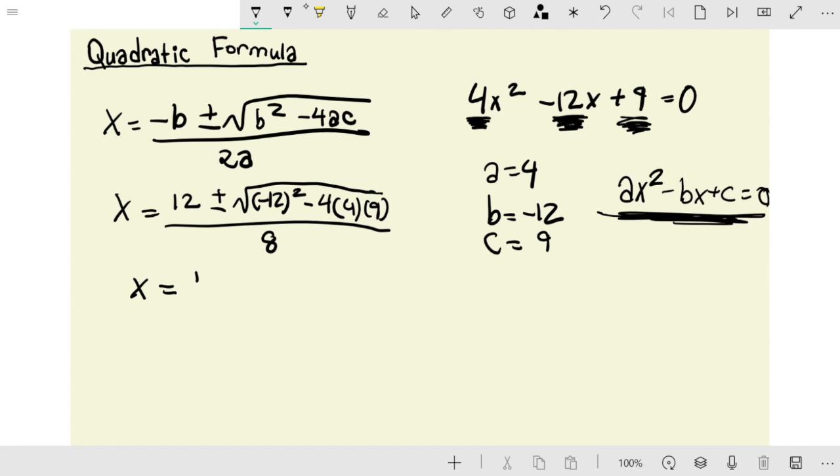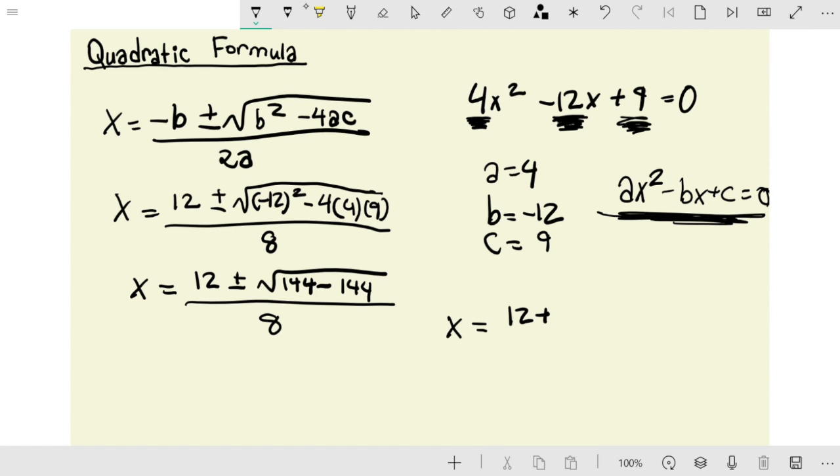So let's bring down our 12, and plus or minus the square root of negative 12 squared, which is 144, minus 4 times 9, which is 144, all over 8. And let's further solve this. So x can either be 12 plus the square root of 144 minus 144, which is 0, and the square root of 0 is 0. So 12 plus 0 over 8, or it could be 12 minus 0 over 8, because it's 12 plus or minus the square root of 0.